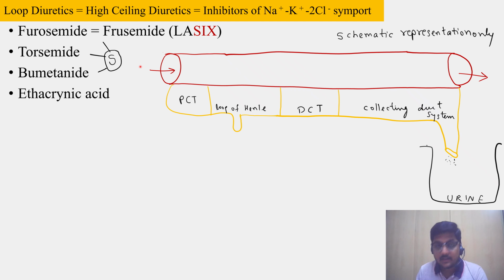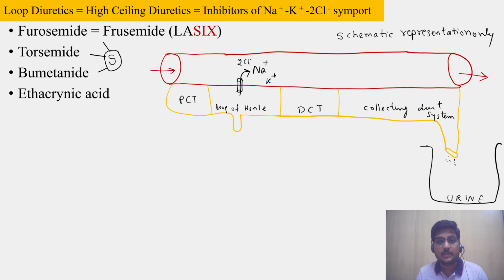Now let us start with what exactly is happening with these loop diuretics. Before pharmacotherapy, we have to know the physiology, right? As per physiology, there is a channel called the sodium, potassium, and 2 chloride ion importer. All these go through this channel in the loop of Henle during physiology for reabsorption. So this is the site of reabsorption of one sodium, one potassium ion, and 2 chloride ions. Through this channel, we call it reabsorption.